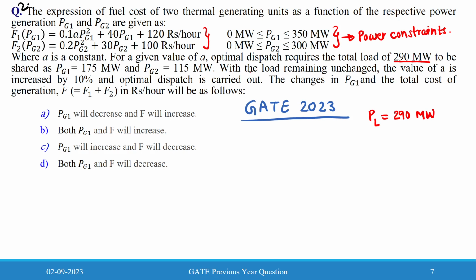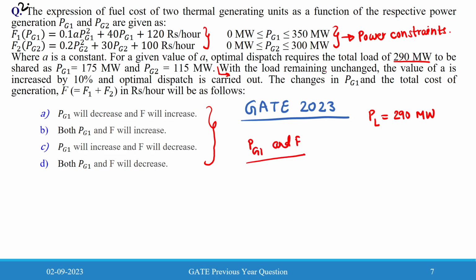With the load remaining unchanged, the value of A is increased by 10%. This is the first case, and now we are moving to the second case. In the second case, the load remains the same and the value of A is increased by 10%. The optimal dispatch is carried out, and the change in PG1 and total cost of generation F in rupees per hour will be as follows. There are four options. You need to calculate PG1 and F for the second case.